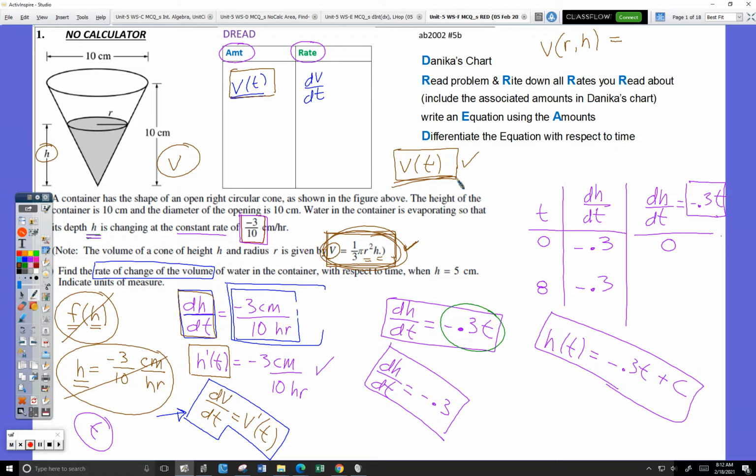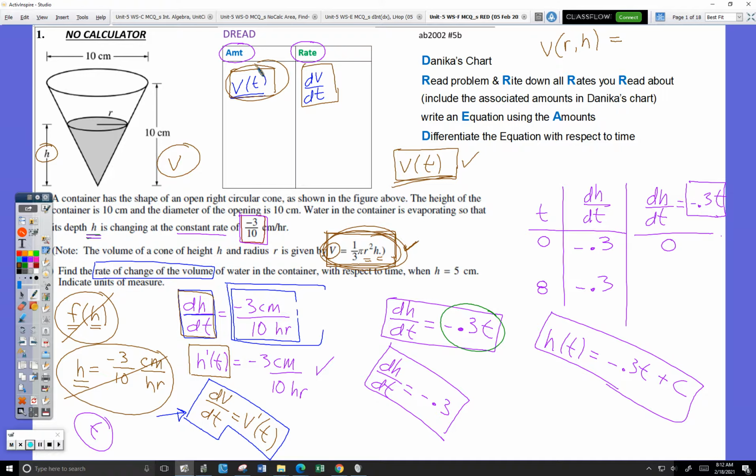Anybody else? Cool. Again, make sure you distinguish the difference between the rate at which the volume changes and the volume itself. Those are different. Questions?